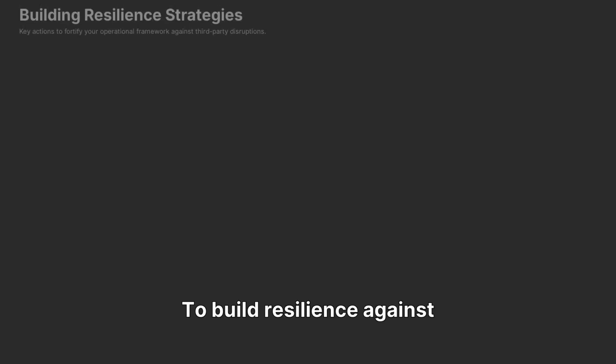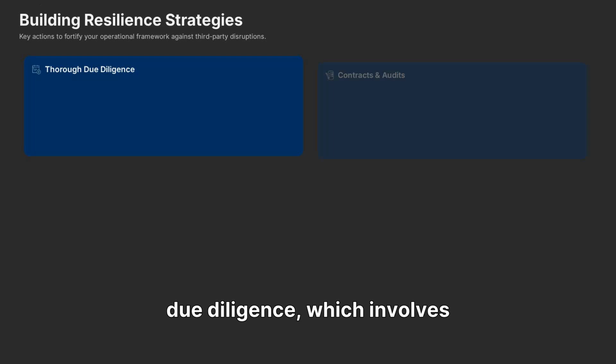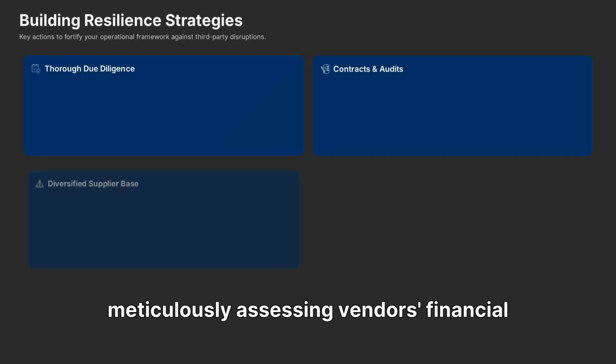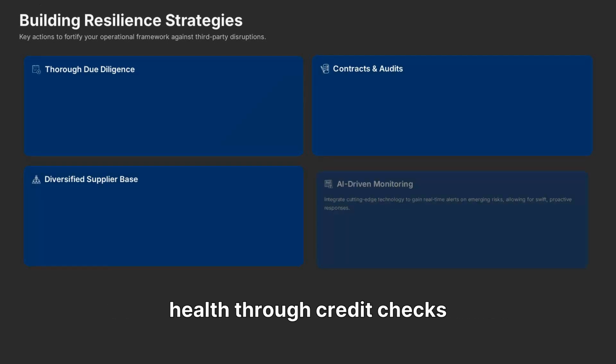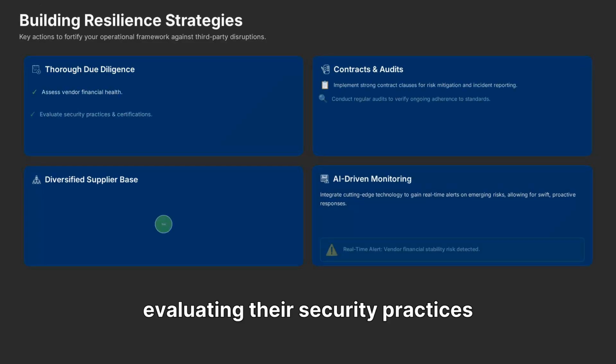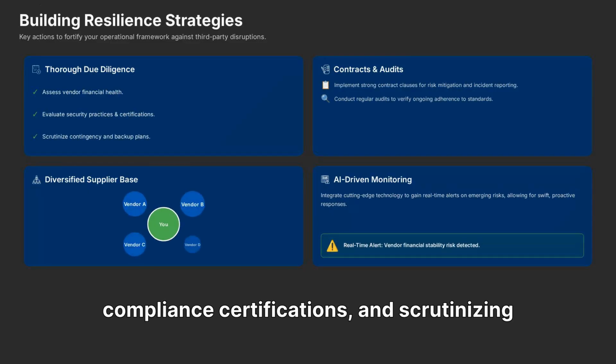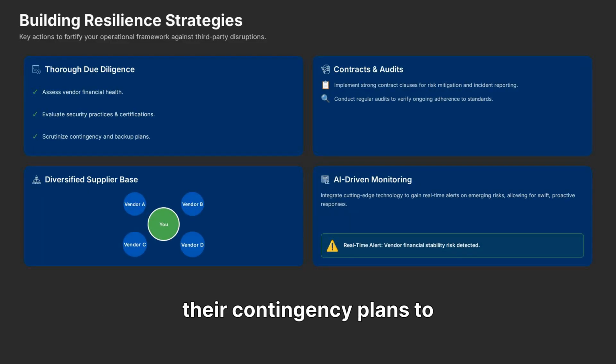To build resilience against these third-party risks, the process begins with thorough due diligence, which involves meticulously assessing vendors' financial health through credit checks and balance sheet reviews, evaluating their security practices via penetration testing and compliance certifications, and scrutinizing their contingency plans to ensure they have robust backup systems in place.